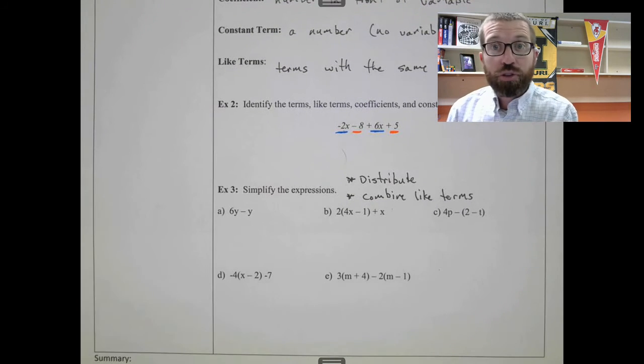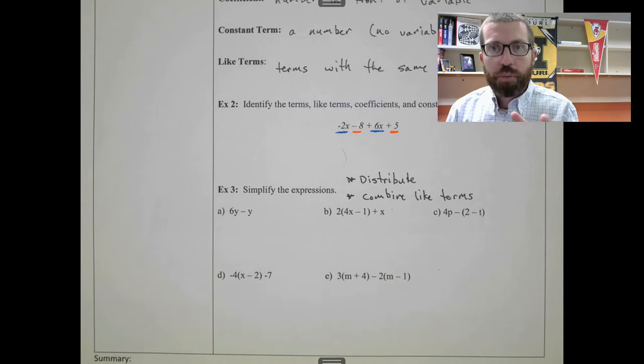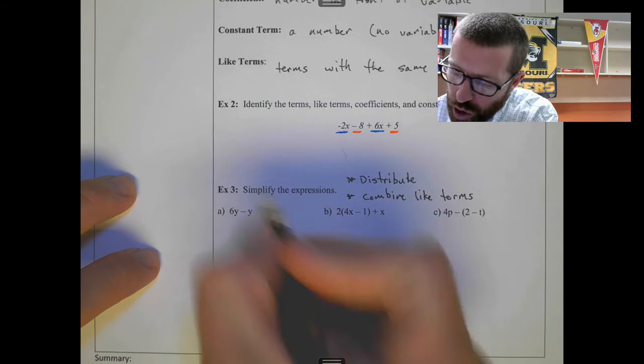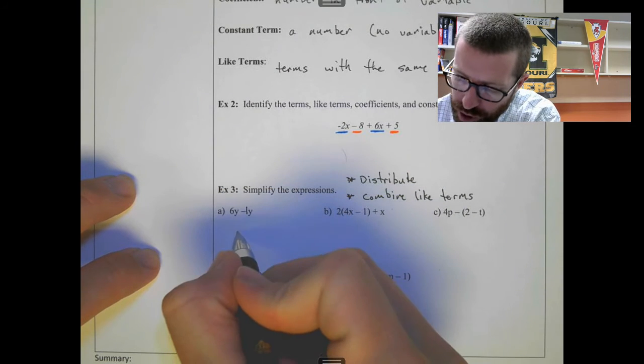If you think you know how to do this, go ahead and pause the video and try these 5 problems. And if not, watch 1 or 2 and then pause and try the rest on your own. So here's 6y minus 1y. There is a 1 there, you can write that, and it would just be 5y.